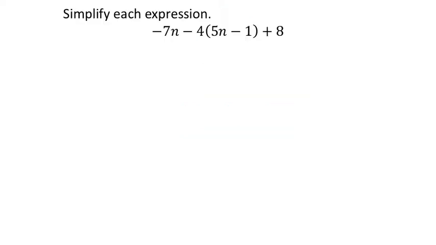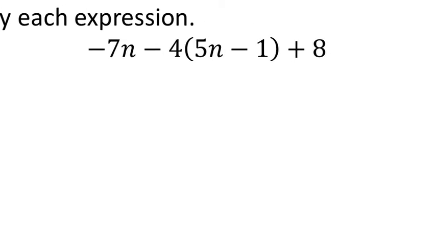Well, you guys take a minute and try this one out then. Negative 7n minus 4 quantity, 5 times 5n minus 1, and then plus 8. 1 minute. All right, let's see how you guys did. If you're still working, do finish, then just check what you get with what we end up with, okay?